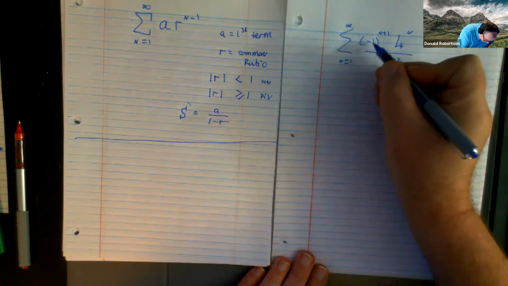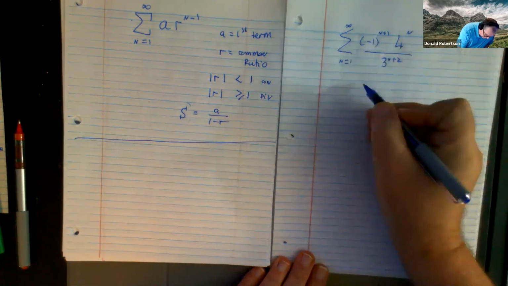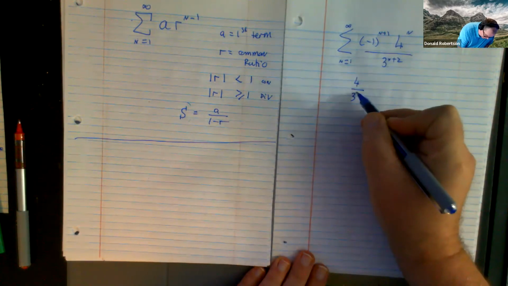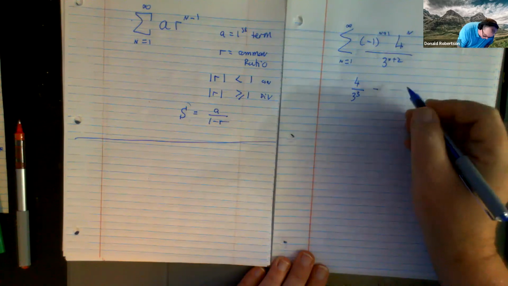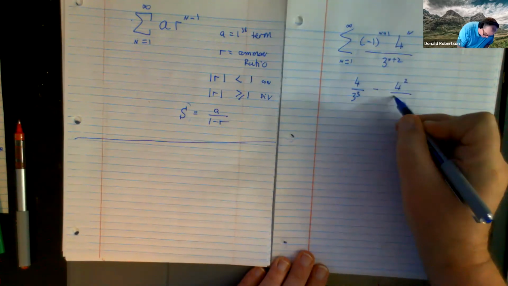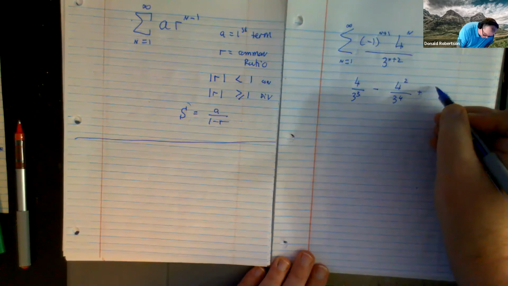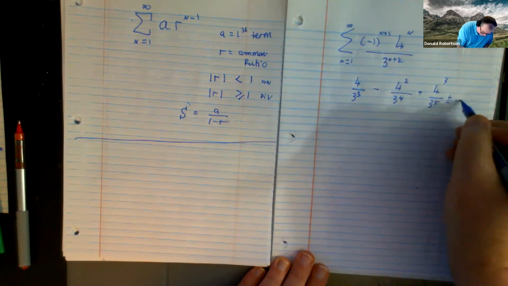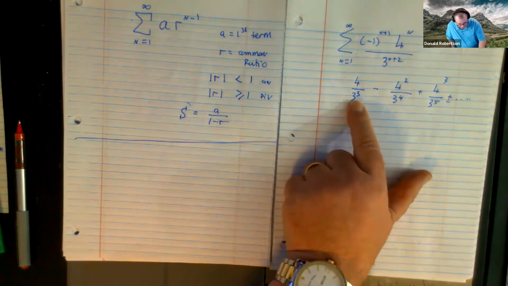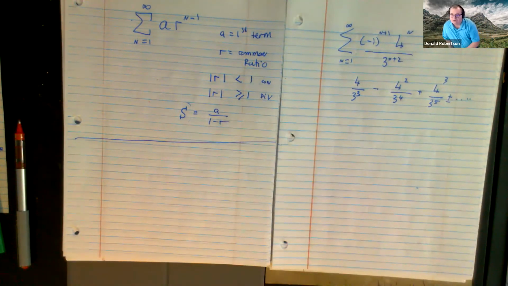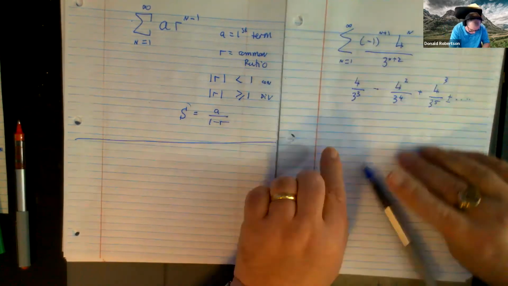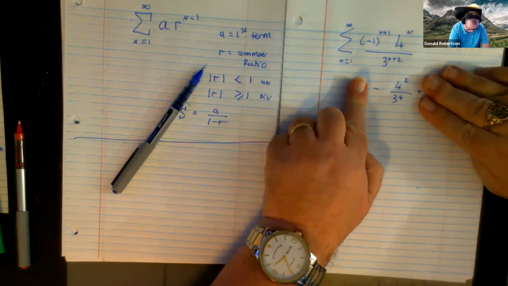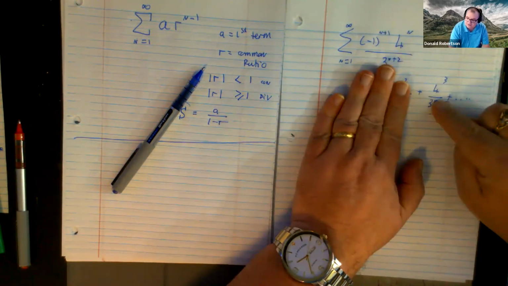So what I would do is I plug in 1, and I get positive 4 over 3 cubed. And then the next one would be negative 4 squared over 3 to the 4. And the next one would be positive 4 cubed over 3 to the 5, and so on. And have you noticed I haven't bothered to turn them into 27s and 81s? Right. So if you plug in 1, you'll get that guy. If n equals 2, you get that guy. N equals 3, you get that guy, and so on.